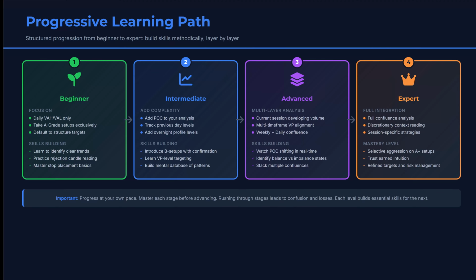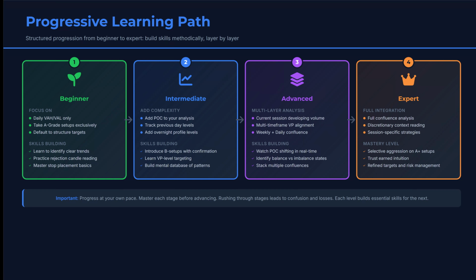Watch POC shifting in real time. If the POC is migrating directionally, that's imbalance. Trade with the move. If the POC is sticky and centered, that's balance. Fade the edges. Identify balance versus imbalance states using auction market theory. Recognize when the market is in price discovery mode versus when it's rotating around fair value.